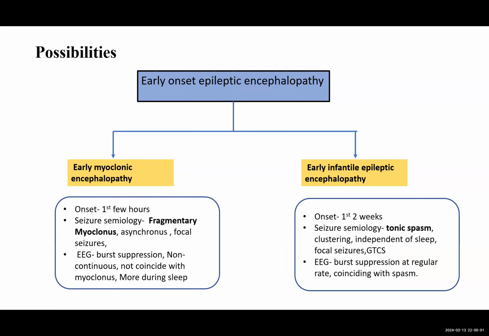Whereas in early myoclonic encephalopathy, onset will be within a few hours, and sometimes it can be in the antenatal period also. Mother will perceive excessive fetal movements, and the typical seizure semiology will be fragmentary myoclonus, as in our case, which is asynchronous in nature. In this subgroup, we have a burst suppression pattern, but it is non-continuous, does not coincide with the myoclonus, and occurs more during sleep. So, syndromic diagnosis: it fits under early myoclonic encephalopathy.